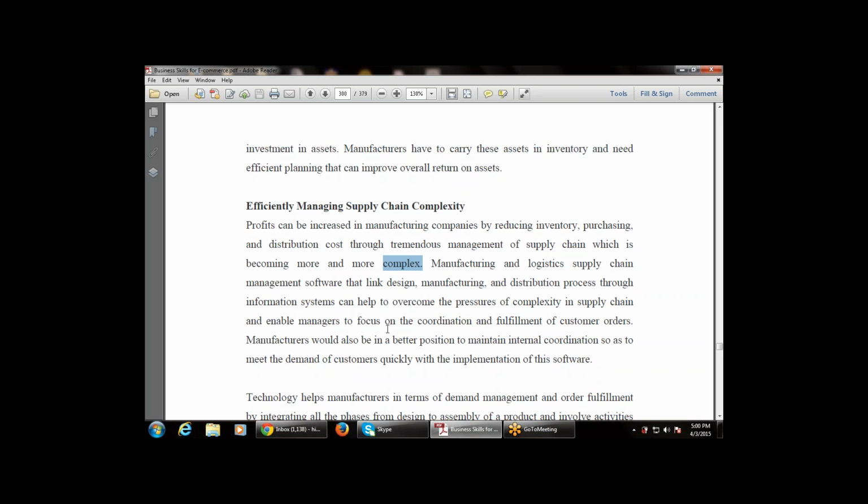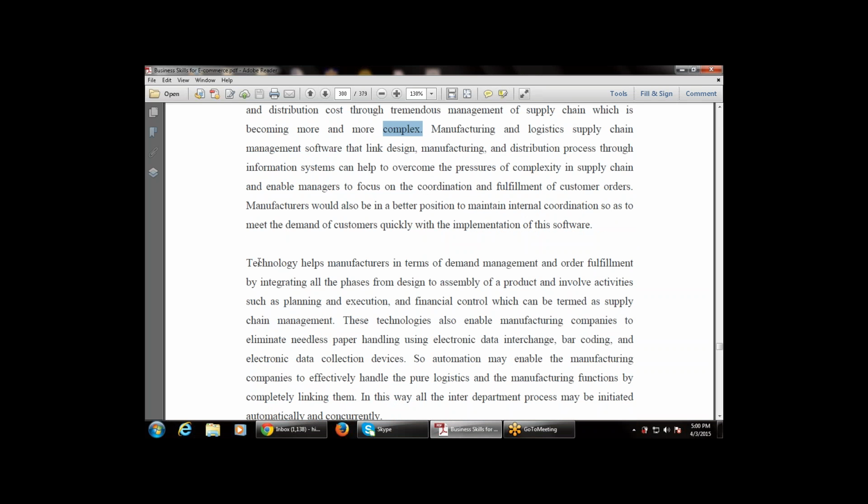Manufacturing and logistic supply chain management software links the design, manufacturing and distribution process through IT. So there will be a linkage of the distribution system with the use of IT to reduce the complexity in supply chain management. Technology also helps manufacturers in terms of demand management and order fulfillment. If there is a high demand, that is also managed by using the technology.